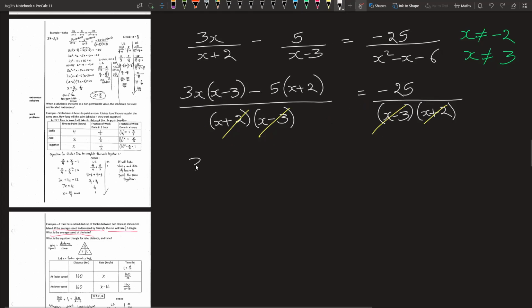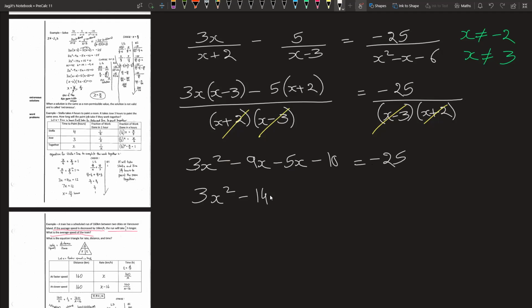3x times x will give me 3x squared. 3x times minus 3 gives me minus 9x. Minus 5 times x gives you minus 5x. Minus 5 times 2 will give you minus 10. All of that is equal to minus 25. Let's bring the minus 25 over. So this is 3x squared, minus 9x minus 5x is minus 14x. Minus 25 comes to this side, becomes plus 25. Minus 10 plus 25 is 15. Is equal to 0. Guys, we get a quadratic equation.